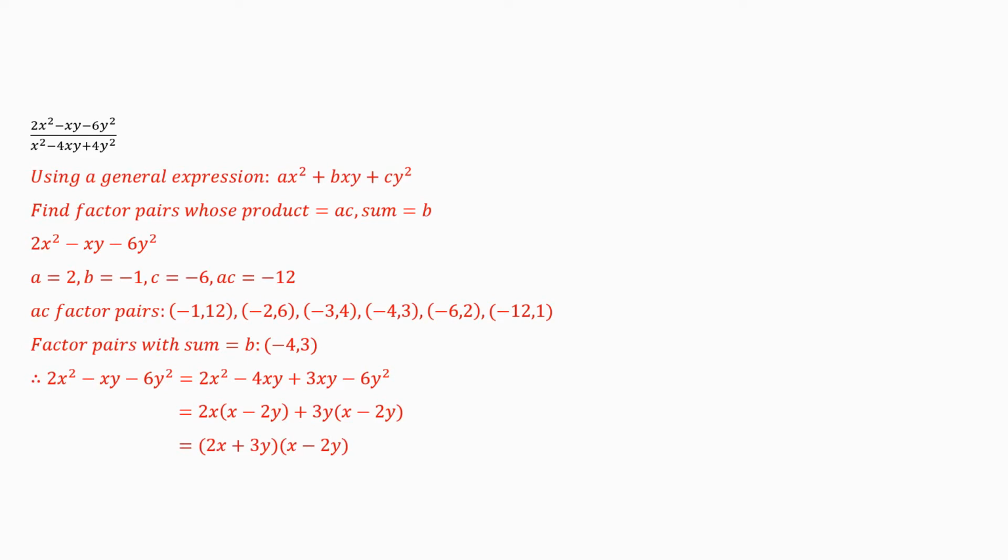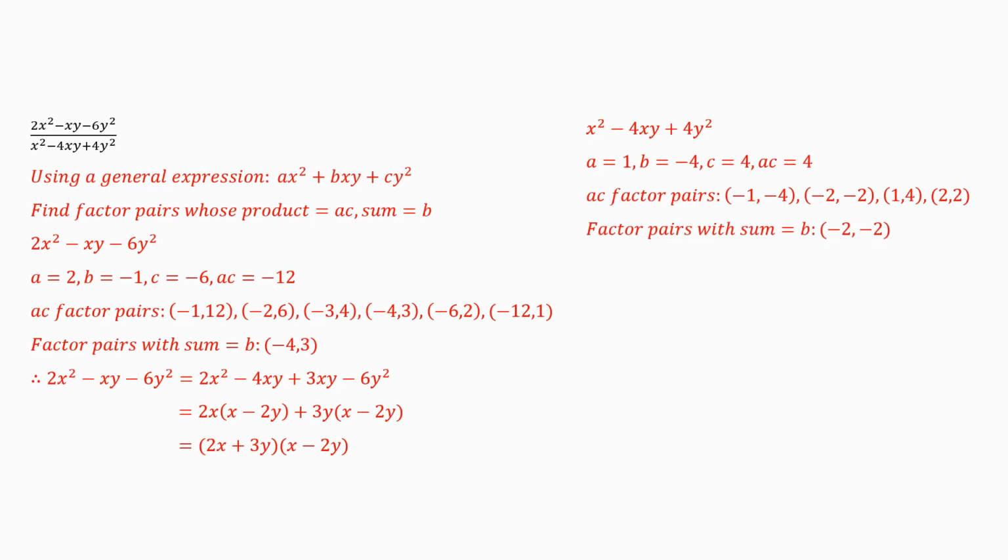Then we do the same for the denominator. We identify the coefficients. We have a is 1, b is -4, c is 4, and so the product of ac is 4. Then the factors of ac, we have -1 and -4, -2 and -2, 1 and 4, and 2 and 2. And the factor pair whose sum is -4 is -2 and -2.